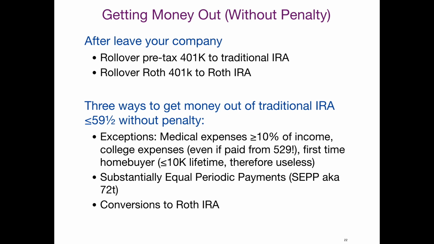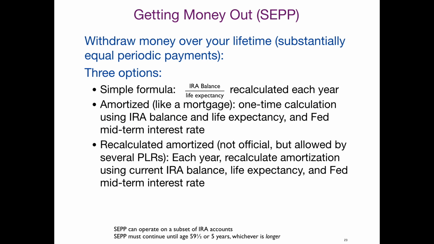Substantially equal periodic payments. That is, you sort of set up a plan where you're going to take the money out over your lifetime. Okay? If you do that, you don't have to pay a penalty because you're sort of treating it like an annuity or a pension. Or if you convert to a Roth IRA. So I want to just talk about those ideas.